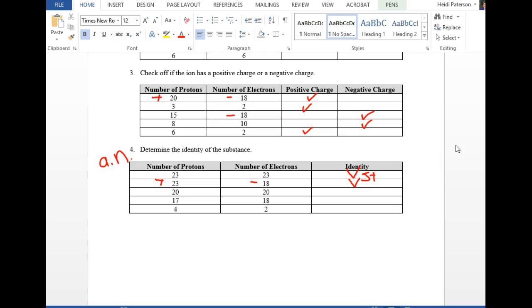This substance, number 20, is calcium. Nothing to the top right-hand side because it has an equal number of protons and electrons. Next, we have the chloride ion, which is Cl 1 negative. And finally, we have the boron ion, which is 2 positive. Oh, sorry, beryllium. Boron is next door.